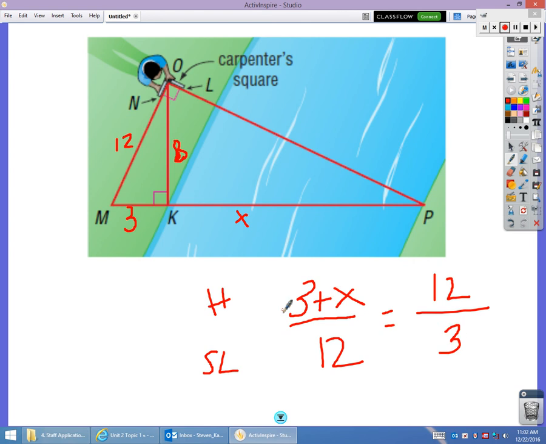And as long as you distribute the 3 to both of these and solve this equation, you can find out what x is, which is the distance across the river. You wouldn't have been able to do that unless you created similar triangles.